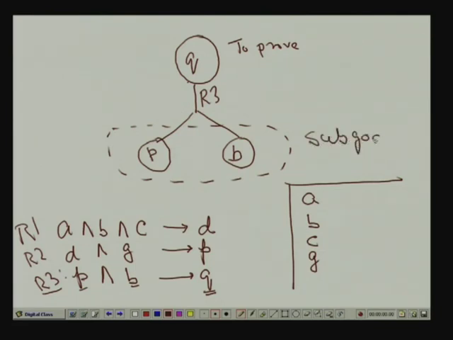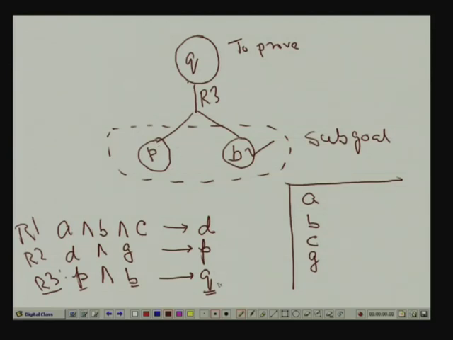So, starting from a goal, I generate a sub goal. Now, I immediately look at whether these are already true. I can find that, in my fact base, B is true. So, this is proved. But this just being proved does not prove Q, I have to prove P also. So, the sub goal that I have to prove now is this one.